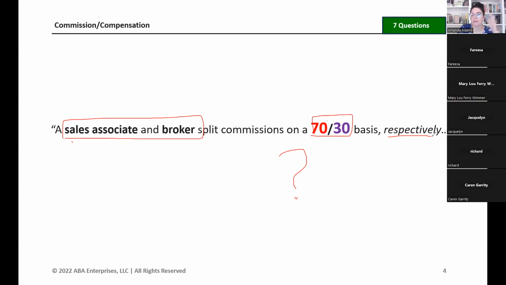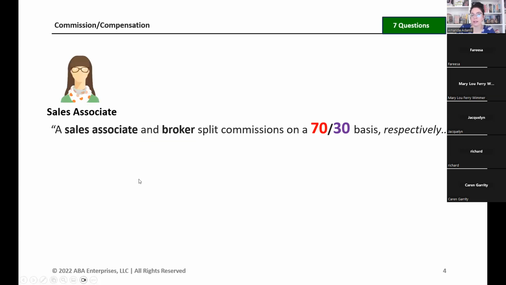Respectively means basically follow the order. So sales associate came first in the sentence. So 70 came first in the sentence. So we're going to pair up the sales associate with the 70%. That's what respectively means.